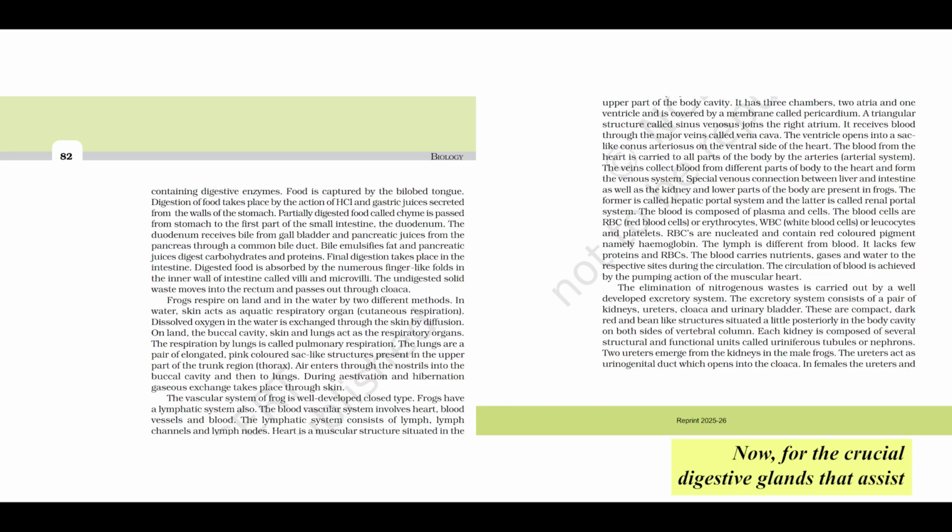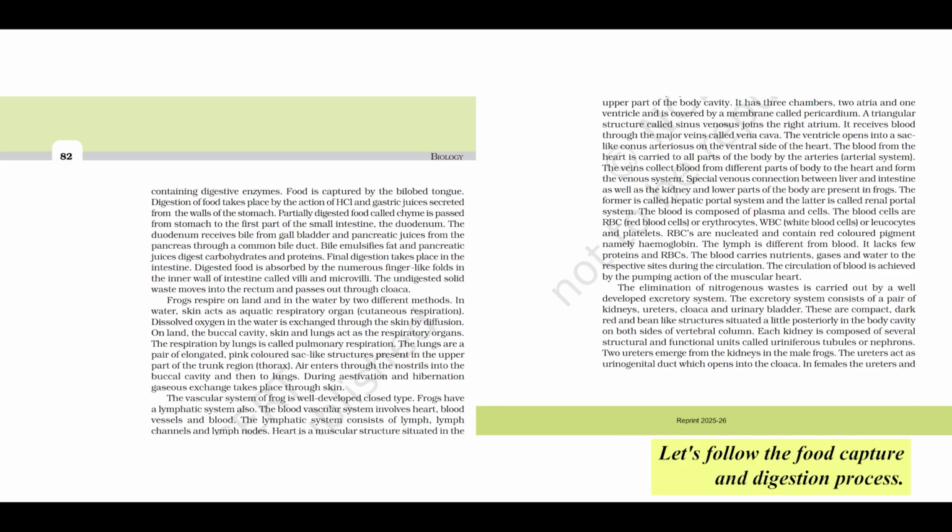Now, for the crucial digestive glands that assist this process, secreting enzymes and other substances, the liver is a large reddish-brown gland, typically with 2 or 3 lobes, situated in the upper part of the abdomen. It performs multiple functions, but in digestion, its key role is to secrete bile. Bile is essential for fat digestion. It's stored in a small, greenish sac located just beneath the liver, called the gallbladder, until it's needed in the intestine. The pancreas, another vital digestive gland, is a cream-colored organ located near the junction of the stomach and duodenum. It produces pancreatic juice, which contains a rich assortment of essential digestive enzymes capable of breaking down all major food components: carbs, proteins, and fats.